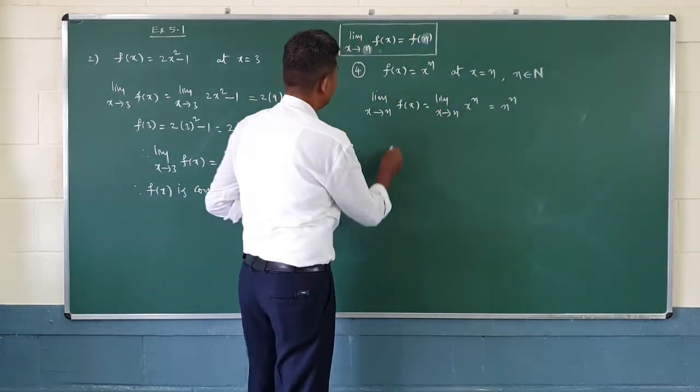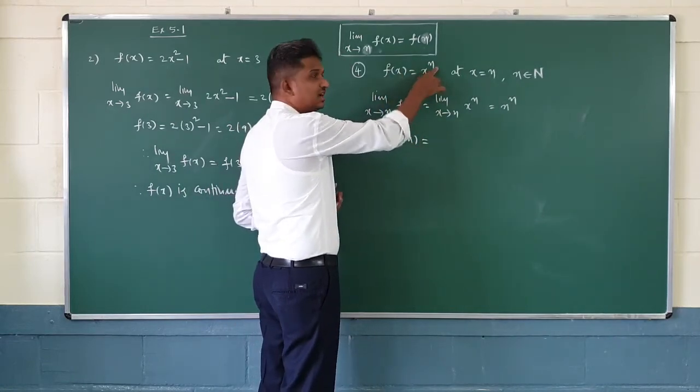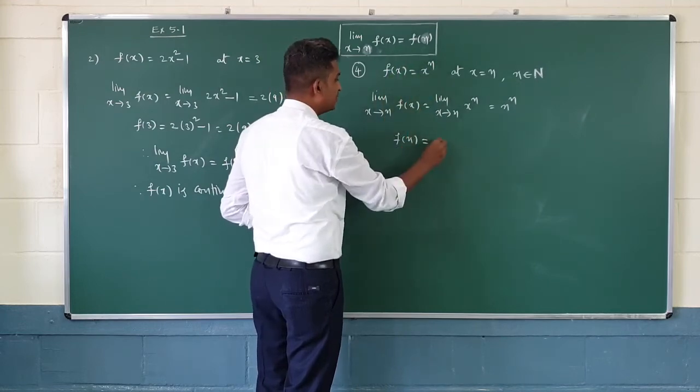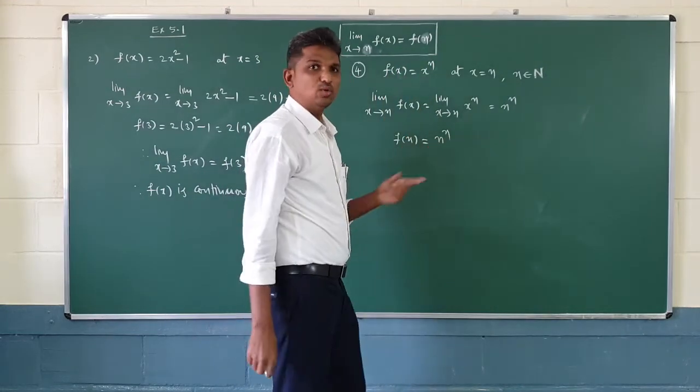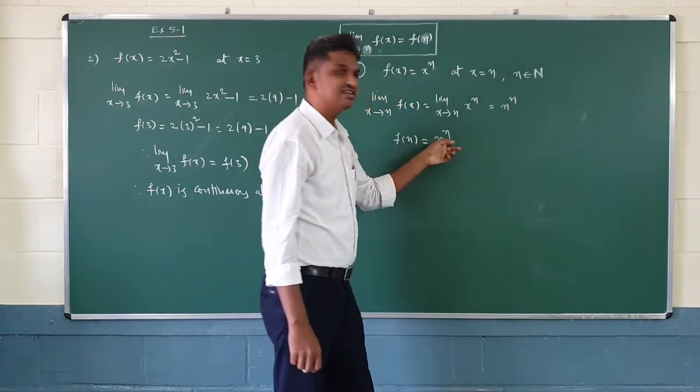Now I will calculate f of n. F of x is x power n. F of y is y power n. F of z is z power n. F of n is n power n. It is simple thing. Here what is n? N is a positive integer. So here this is also n power n.